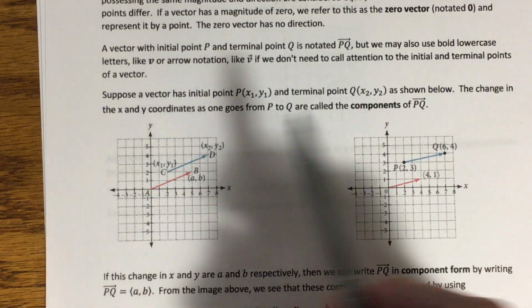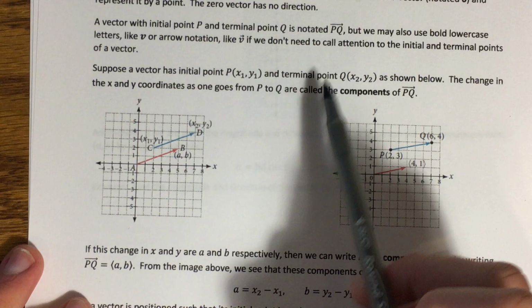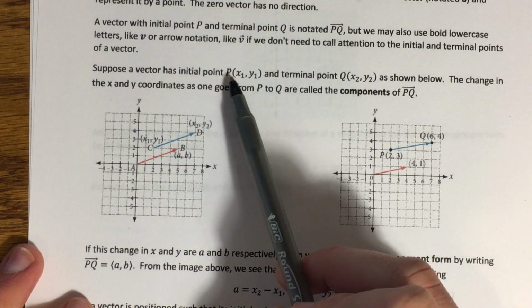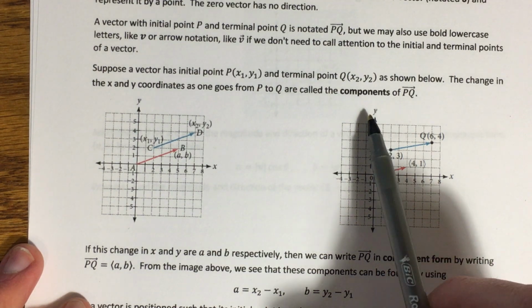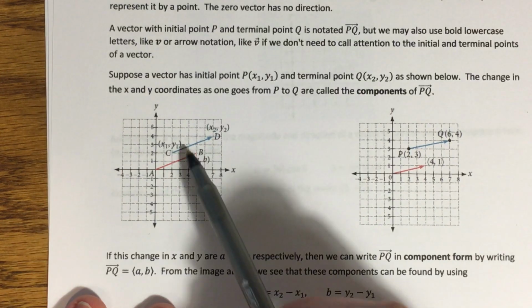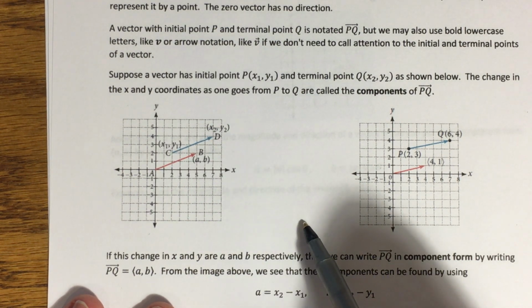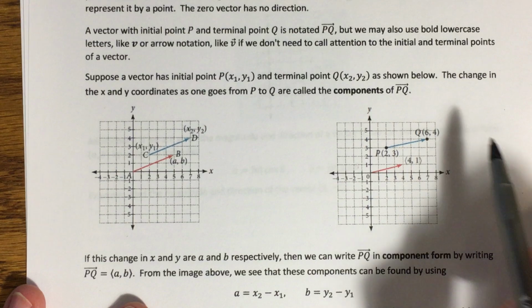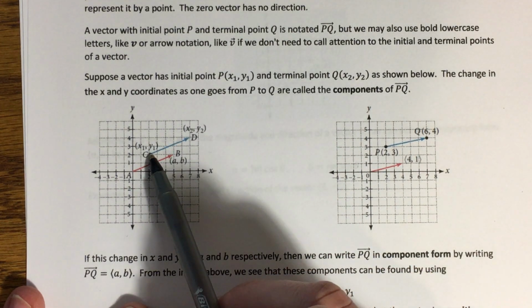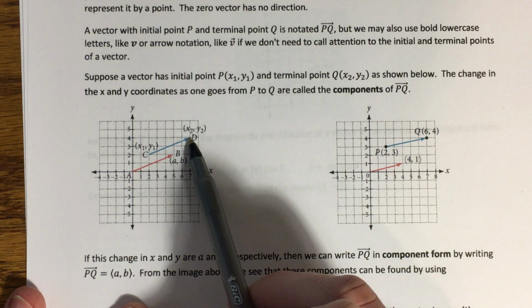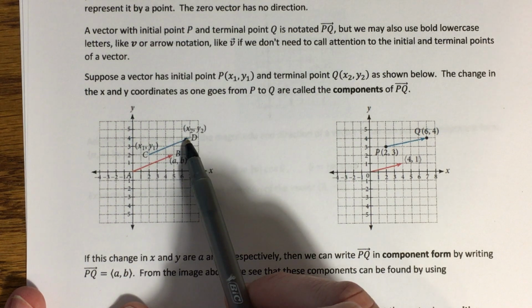Moving right along. Let's suppose that we're working with a vector, and we know its initial and terminal points. I'm going to say the initial point is P, which has coordinates x1, y1, and the terminal point Q has coordinates x2 and y2. That's like this blue vector right here. You notice I've given those same coordinates to this vector. We refer to the change in the x and y coordinates as you go from the initial point to the terminal point as the components of this vector.